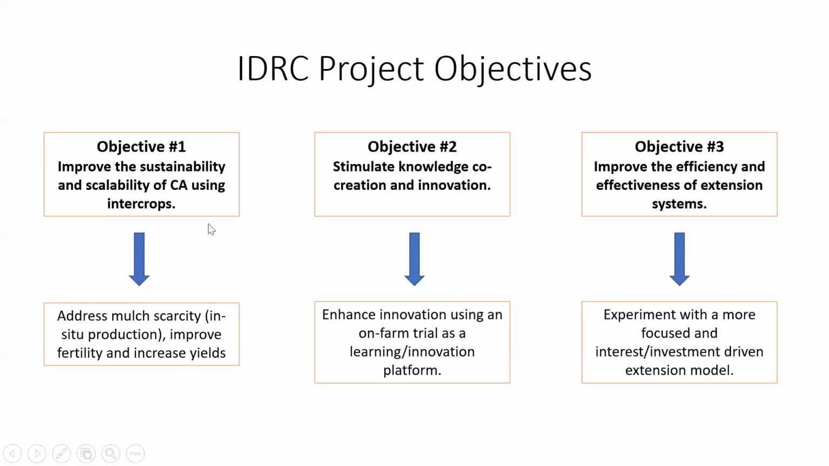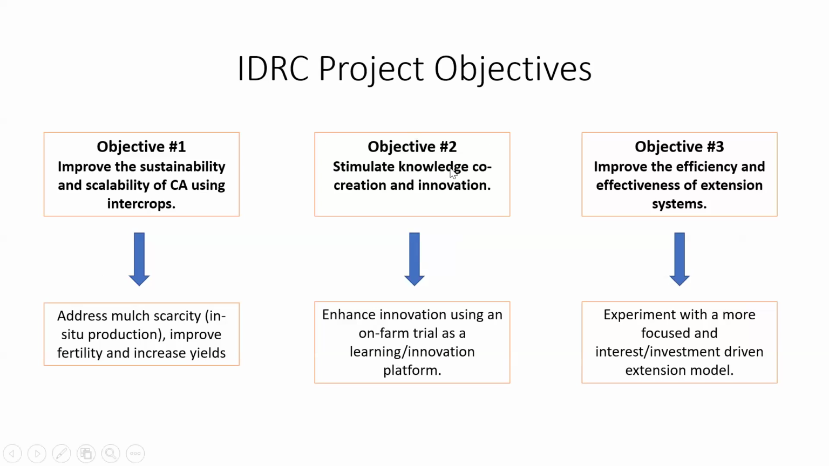So the three objectives: the first was to improve the sustainability and scalability of conservation agriculture, using intercrops. That was our major goal because we knew there was a mulch scarcity, and farmers may want to use crop residue to feed to their livestock and not to put on the surface as mulch. So the cover crop, the intercrop, might provide some of that soil cover if there was no mulch.